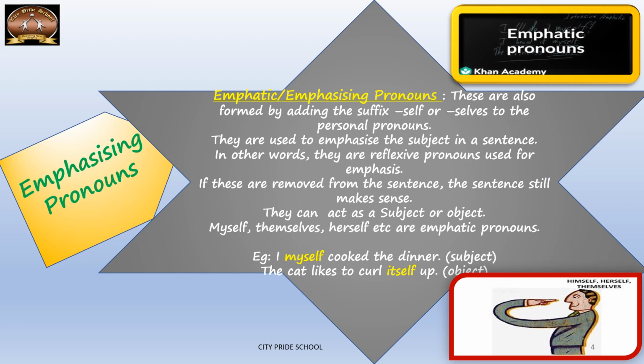Now, as I told you, a reflexive pronoun can act as a direct object, indirect object and object of preposition. But an emphasizing pronoun never acts as an indirect object. So if in a sentence you have an indirect object as the self word, then it has to be a reflexive pronoun, because if you remove it, the sentence will still make sense. So don't get confused between emphasizing and reflexive pronouns that way. That is the difference between reflexive and emphasizing pronoun. Reflexive pronouns are very important in a sentence, whereas emphasizing pronouns are used only to put emphasis in a sentence.